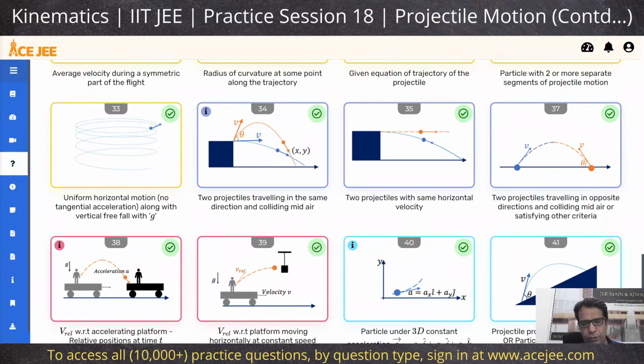So today we want to cover 4 question types on projectile motions. And this time, especially numbers 38 and 39, we will be dealing with the relative velocity concept. So that should be interesting. Anyway, we'll start with number 37. So what do we have in 37? It's in continuation to what we discussed yesterday.